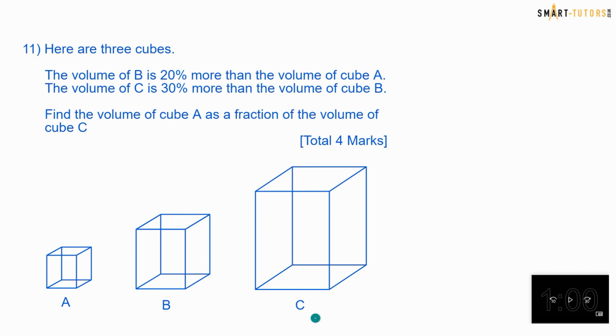This is question number 11. Here are three cubes. The volume of B is 20% more than the volume of cube A. The volume of cube C is 30% more than the volume of cube B. Find the volume of cube A as a fraction of the volume of cube C. The total is 4 marks. I will give 1 minute to do this question, and after that I will show you the working and the answer.